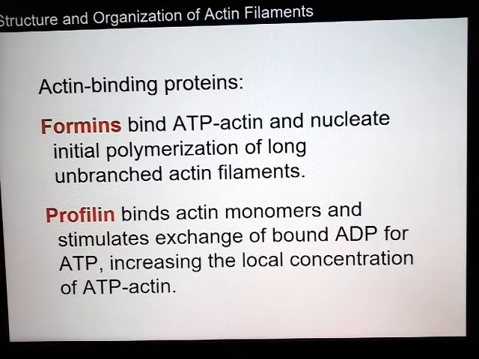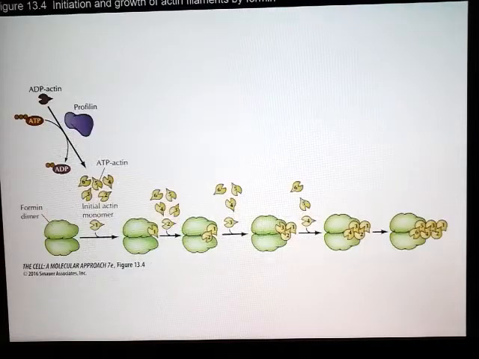So a couple of important proteins, guys. Formins, those will bind ATP actin and nucleate initial polymerization. And profilin, which binds actin monomers and stimulates exchange of bound ADP for ATP. And that's an example then of that.